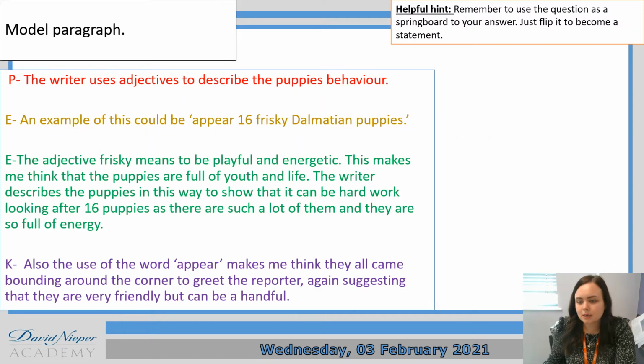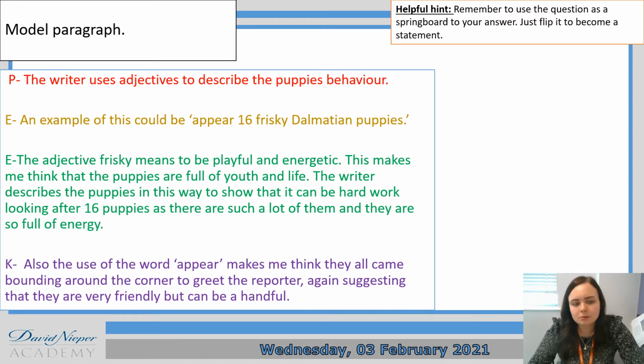So if you move on to the next slide with me, I have written a model paragraph for you. Okay, remember that the question is always a springboard for your answer, so we're just going to flip it for it to become the statement. So the writer uses adjectives to describe the puppy's behaviour. An example of this could be "appear 16 frisky Dalmatian puppies". The adjective "frisky" means to be playful and energetic. This makes me think that the puppies are full of youth and life.